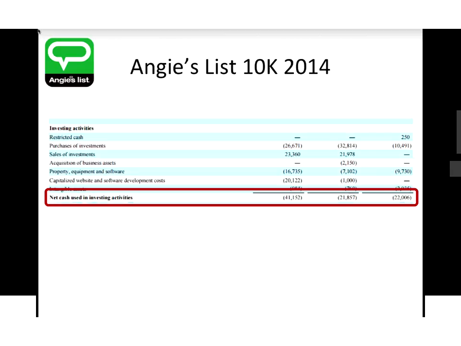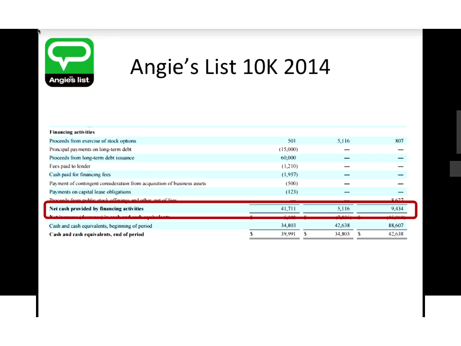Switching on to investing activities, we look at Angie's List. They had net cash used in investing activities. It looks like, just scanning their list, they bought property, plant, equipment, and software. They developed their website, they purchased investments. So they're using cash. And then in their financing section, we look at this, they made payments on long-term debt. They got proceeds from issuing long-term debt. So they weren't issuing stock, they were issuing long-term debt.